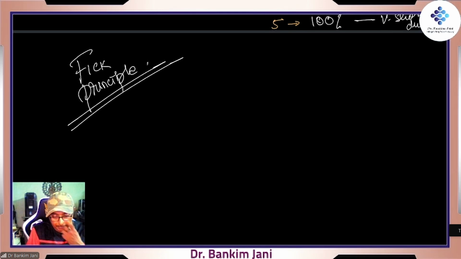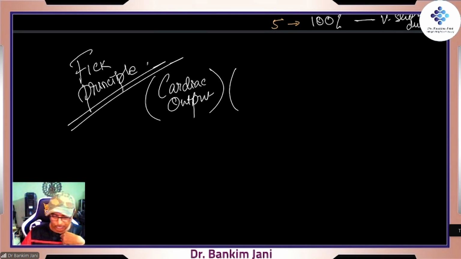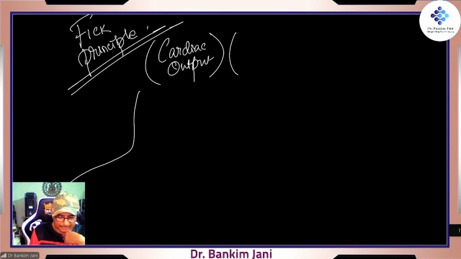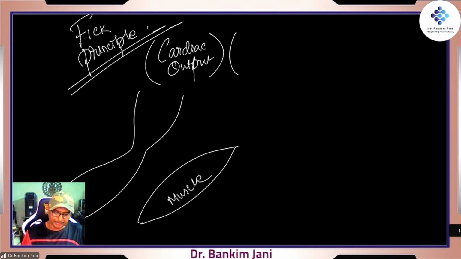What it is telling is that our cardiac output, that is the amount of blood which is thrown out by the heart, is important. Now for that, I'll just draw one query. So just consider, and this is the muscle. Very crude diagram, but sufficient. This is muscle, this is artery, and this one is vein.